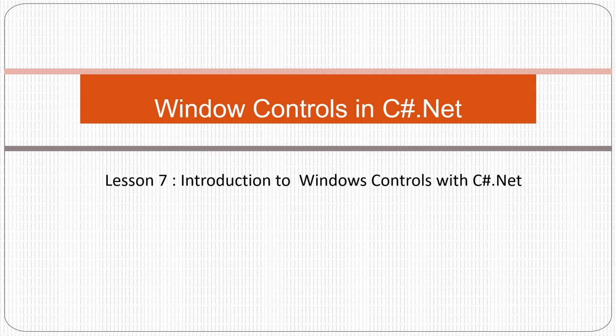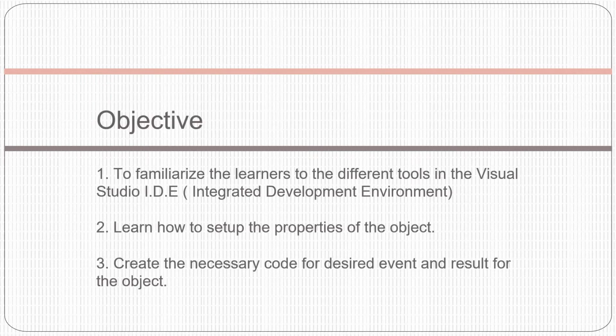Programming one, titled Introduction to Windows Control with C#.NET. So our objectives for today are: number one, to familiarize the learners with the different tools in the Visual Studio IDE, or Integrated Development Environment. Number two, learn how to set up the properties of the object. Number three, create the necessary code for the desired event and result for the object.